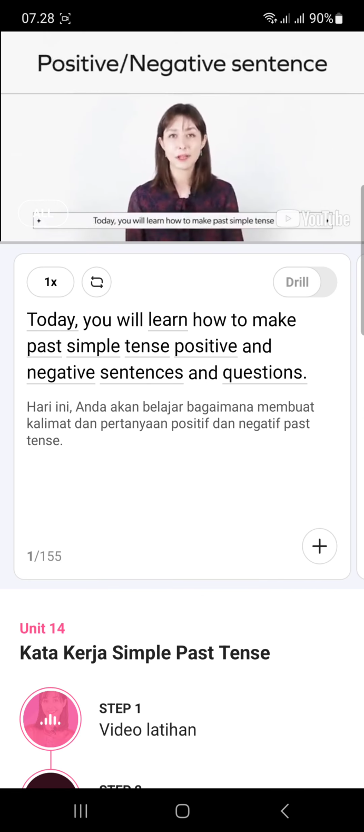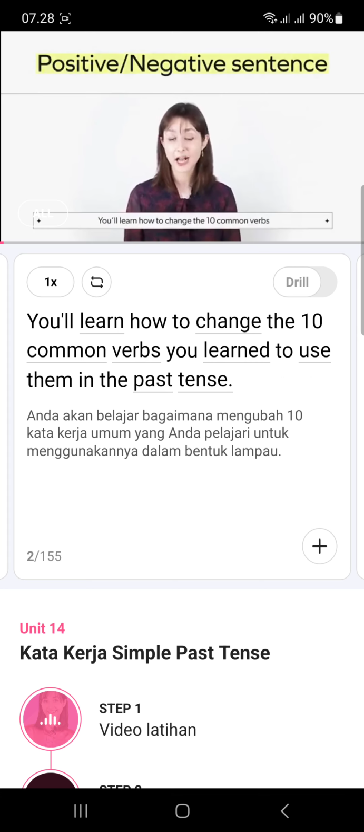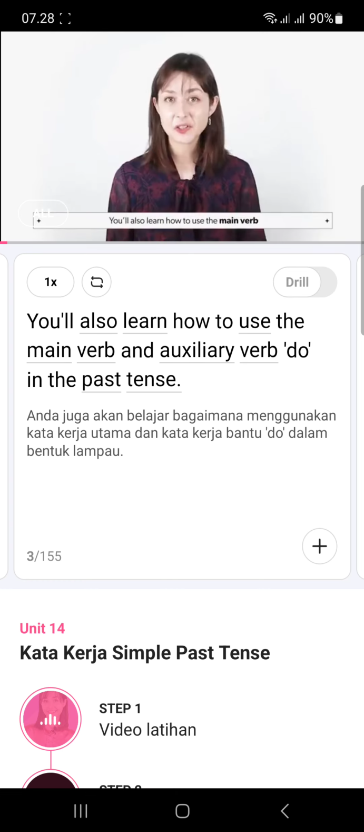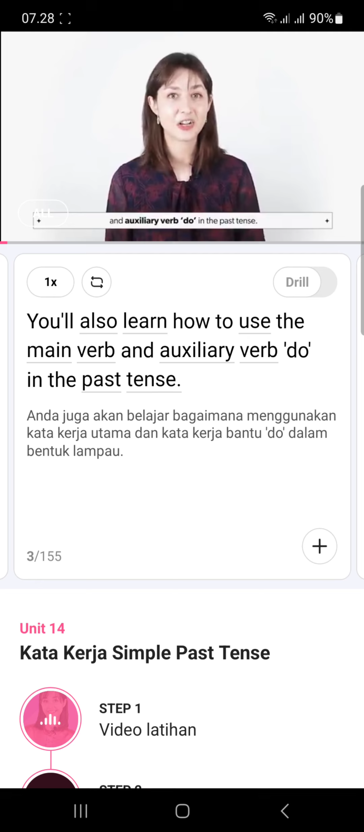Today, you will learn how to make past simple tense, positive and negative sentences and questions. You'll learn how to change the 10 common verbs you learned to use them in the past tense. You'll also learn how to use the main verb and auxiliary verb do in the past tense.